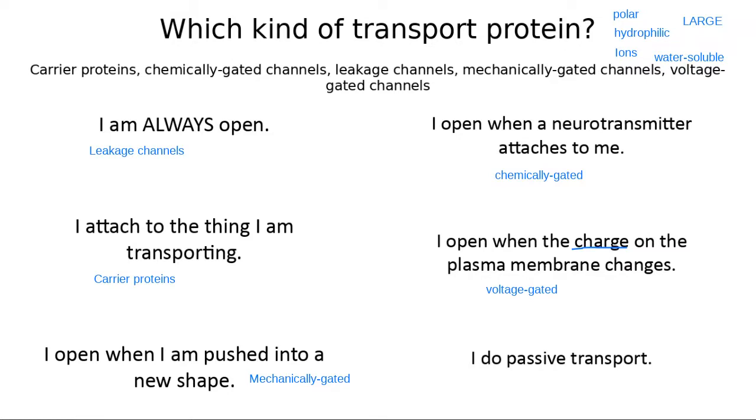A lot of us are mentioning carriers. So I'm being a little tricky on you actually. Carrier proteins are typically used for active transport. Carrier proteins typically do active transport. So all of the channel proteins, whether you're a leakage channel or you're voltage gated or chemically gated or mechanically gated, all of the channel proteins, channels always do passive transport.